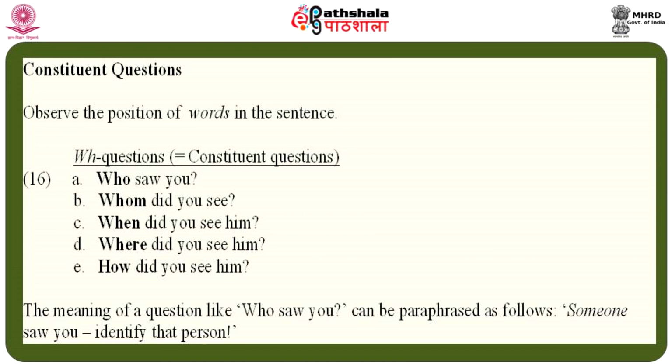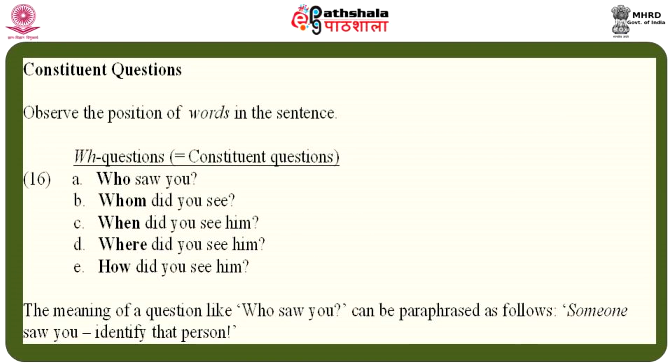In the following sentences, the WH words are in bold type. Observe their position in the sentence on your screen. Who saw you? Whom did you see? When did you see him? Where did you see him? How did you see him? The meaning of a question like who saw you can be paraphrased as follows. Someone saw you. Identify that person.